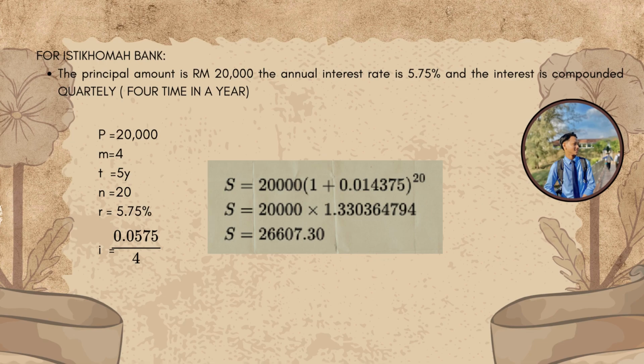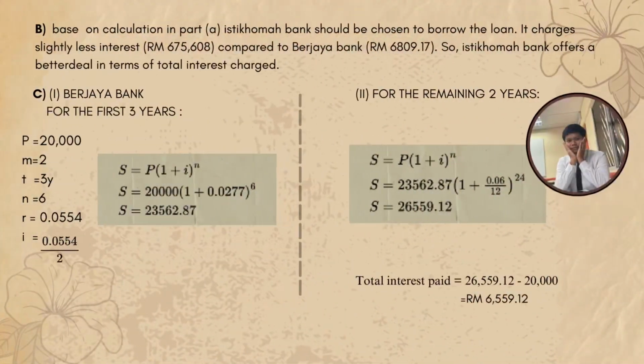Then we put all the information into the formula, and the answer is S equals 20,000 (1 + 0.014375)^20. S equals 20,000 multiplied by 1.330364794, and the answer is S equals 26,607.30. So let's move to question B.